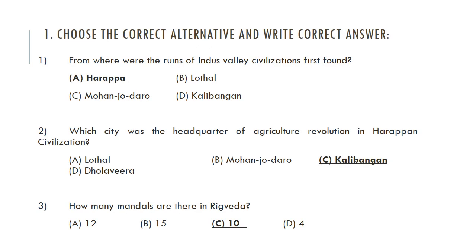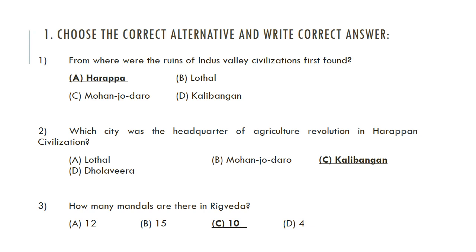First exercise is choose the correct alternative and write correct answer, or as you say, MCQs. First one. From where were the ruins of Indus Valley civilizations first found? A. Harappa, B. Lothal, C. Mohenjo-daro, D. Kalibangan. The correct answer is Harappa, and they were first discovered in 1921.